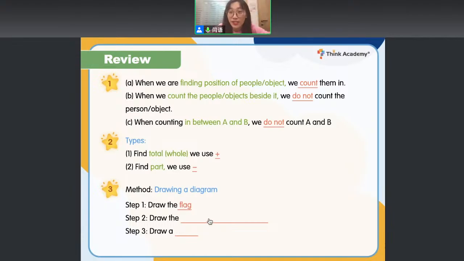For the first step, that is to draw a flag. And then for the second one, that is to draw the main character and the others. For the last one, that is to draw a bench. Yes, well done. So here, can you understand the queuing problem, okay? I have to say that the queuing problem is a very important part for P2 word problems and also for P3.